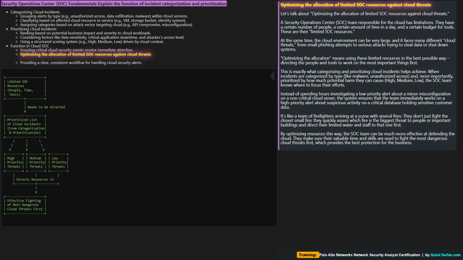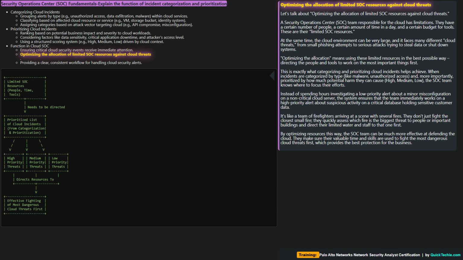It's like a team of firefighters arriving at a scene with several fires. They don't just fight the closest small fire, they quickly assess which fire is the biggest threat to people or important buildings and direct their limited water and staff to that one first.